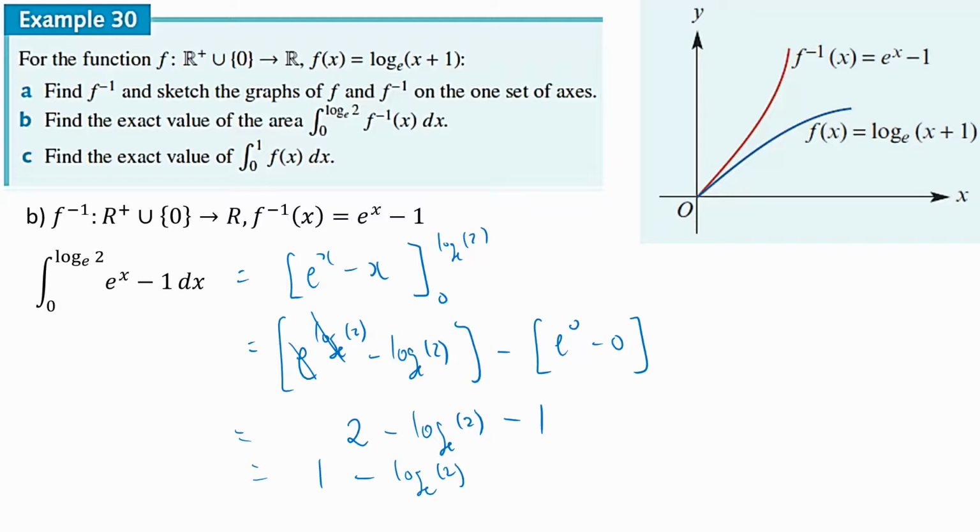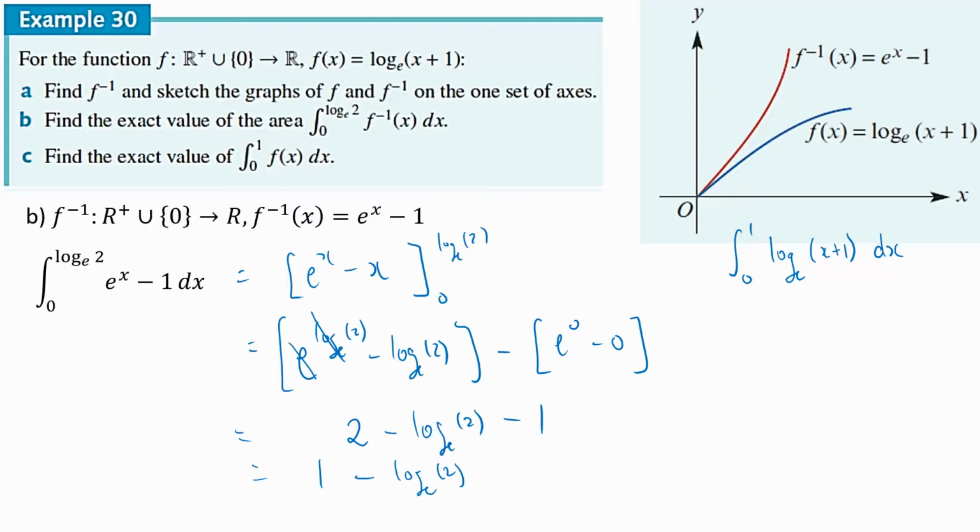How do I do C? Because C is integration between 0 to 1 of log e of x plus 1 dx. The problem is I don't know how to anti-derive log e of x. I've given you a rule for that one.